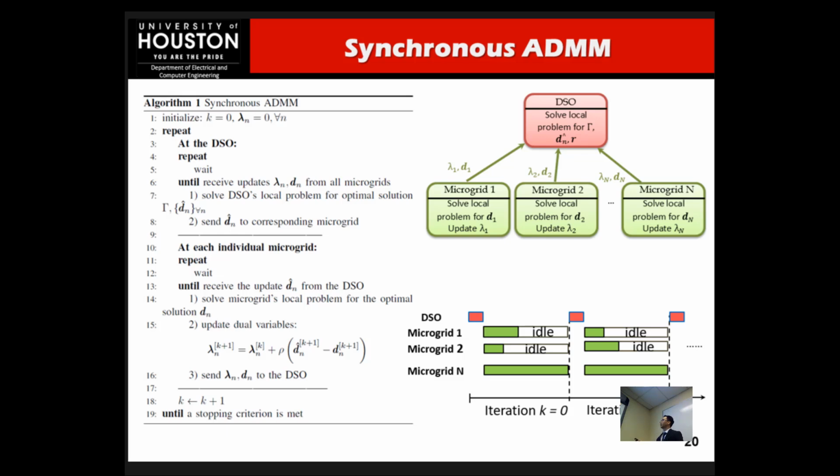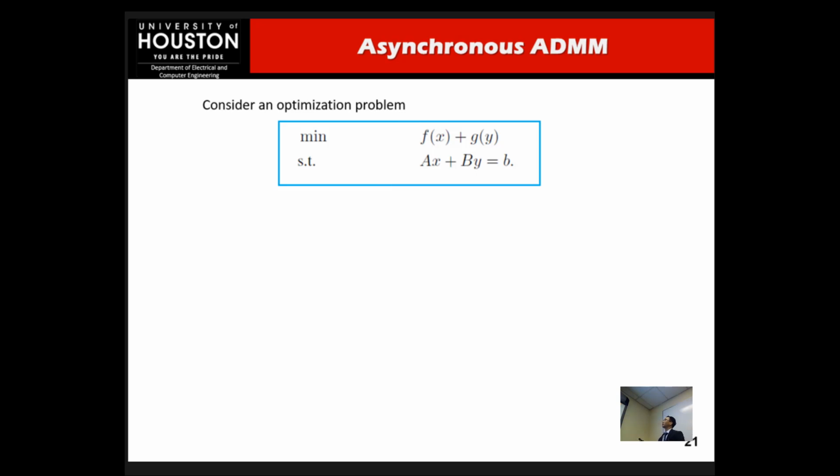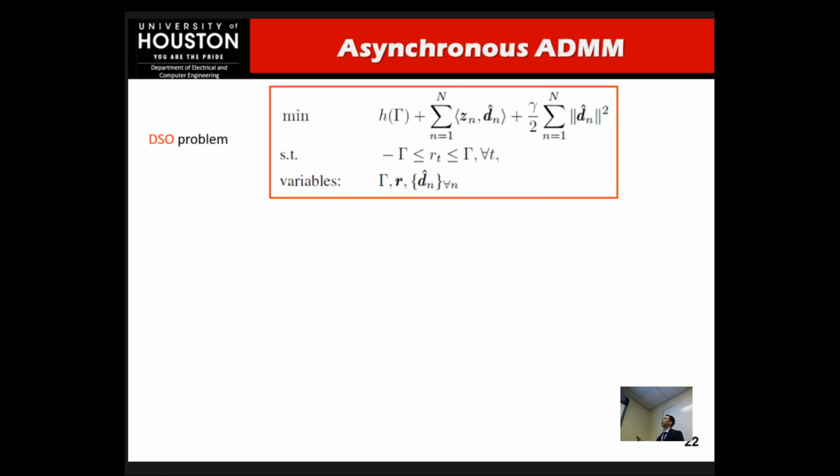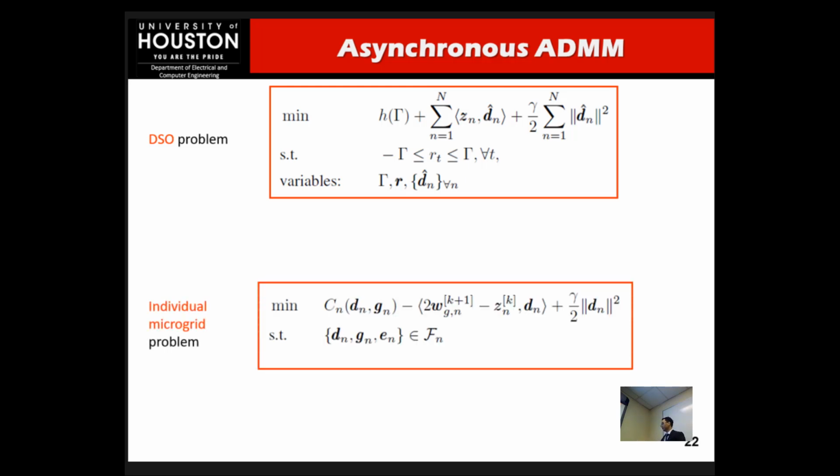In order to overcome this issue, we propose a new asynchronous ADMM algorithm. Basically, if we have an optimization problem like this, then we can decompose the original problem into smaller steps here. The only difference is that we can perform them in an asynchronous fashion. By applying this framework to our problem, we can decompose it into the subproblem for the DSO like this, and also we have the subproblem for microgrids. We perform this iterative algorithm until it converges to the optimal solution, but in an asynchronous fashion.